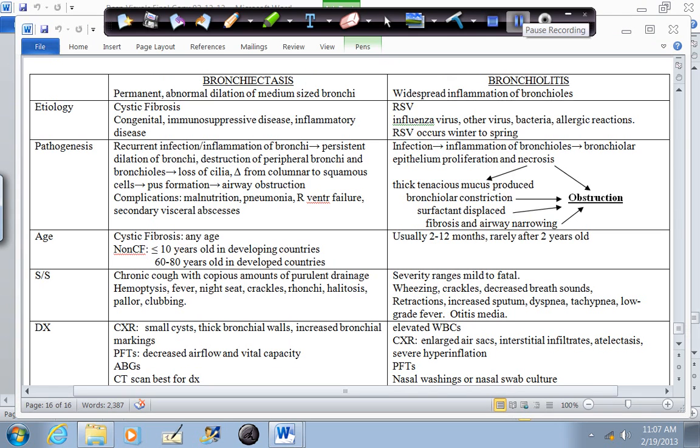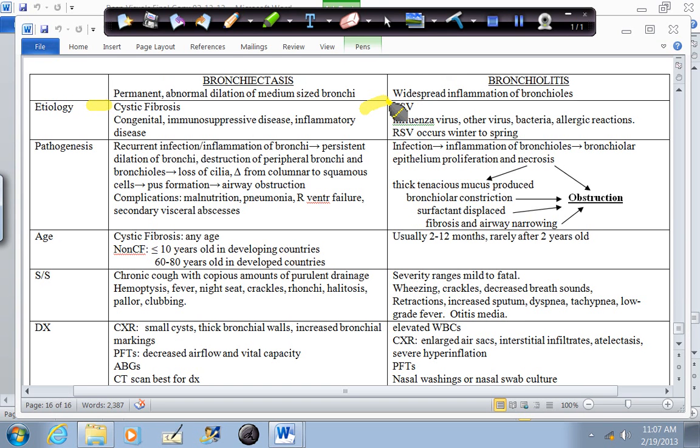When we look at the etiologies of these processes, cystic fibrosis, 50% of the time, is the etiology in bronchiectasis. Some people also just have a congenital disposition to it, an immunosuppressive or an inflammatory disease. For example, ulcerative colitis would be one example of an inflammatory disease that can lead to bronchiectasis. In bronchiolitis, the main cause is a respiratory syncytial virus.